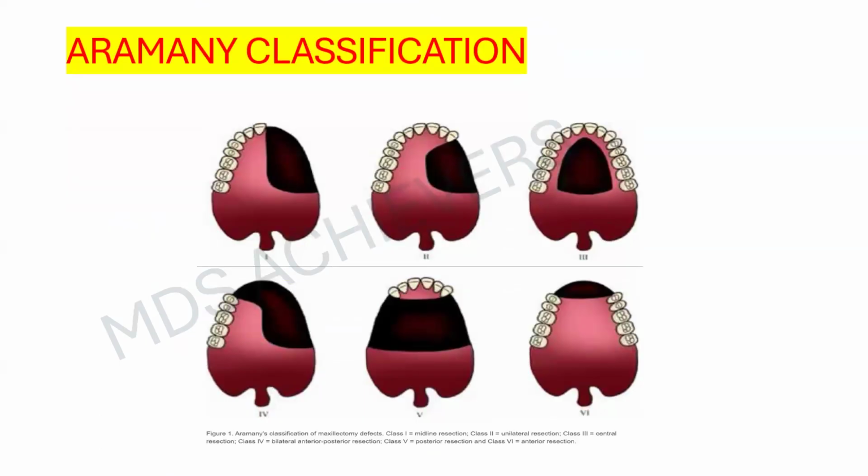Coming to the Aramany classification, a very important classification. In class 1, the defect is till the midline but not crossing the midline. Whereas class 2 is unilaterally present, and it does not come to the midline also. Whereas in class 3, the center of the palate is affected. Class 4 is going to cross the midline. And class 5 is where the posterior palate is affected. Class 6 is where the anterior palate is affected.